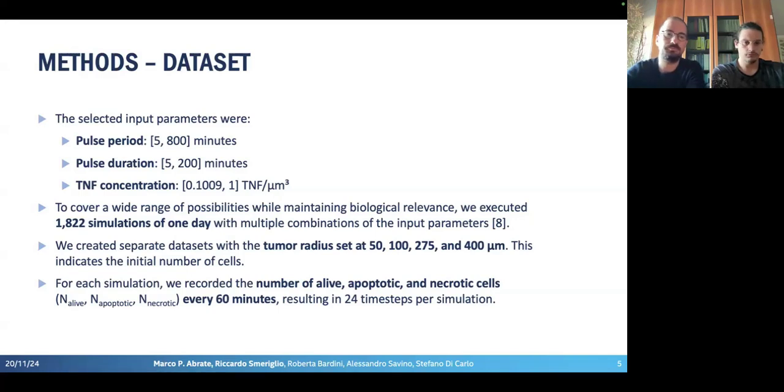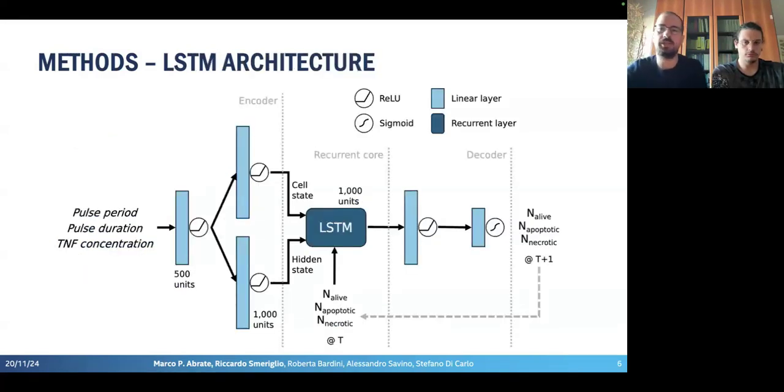We then built the architecture of our surrogate model, which is a recurrent neural network using the LSTM module. And this takes three input parameters that we previously defined, which are the pulse period, the pulse duration, and the TNF concentration. These are passed through multiple feed-forward layers and are given as an input to the LSTM through the cell state and the hidden states. To the LSTM as an input are also given the number of alive, apoptotic and necrotic cells at each time step.